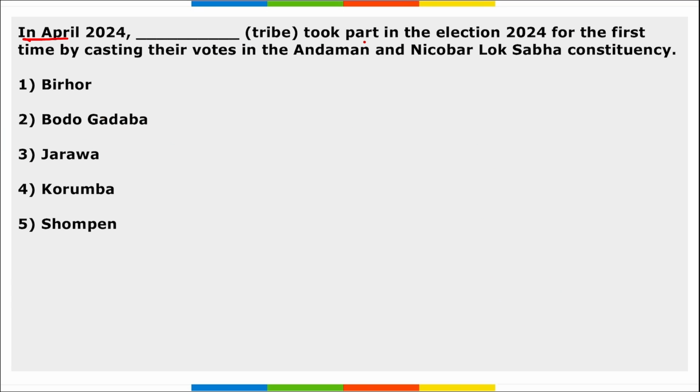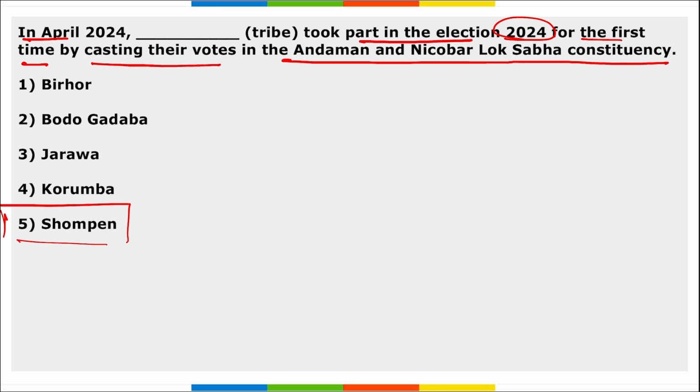Next, in April, the Sompen tribe took part in the elections of 2024 for the first time by casting their vote in the Andaman and Nicobar Lok Sabha constituency. Take a note of this. They reside in the dense tropical rainforest of Great Nicobar Island, and they took part in the election process for the first time.